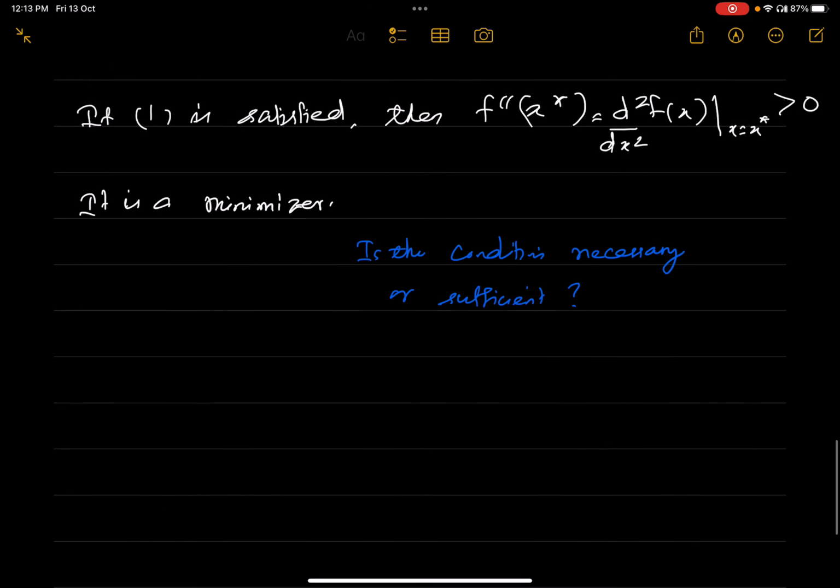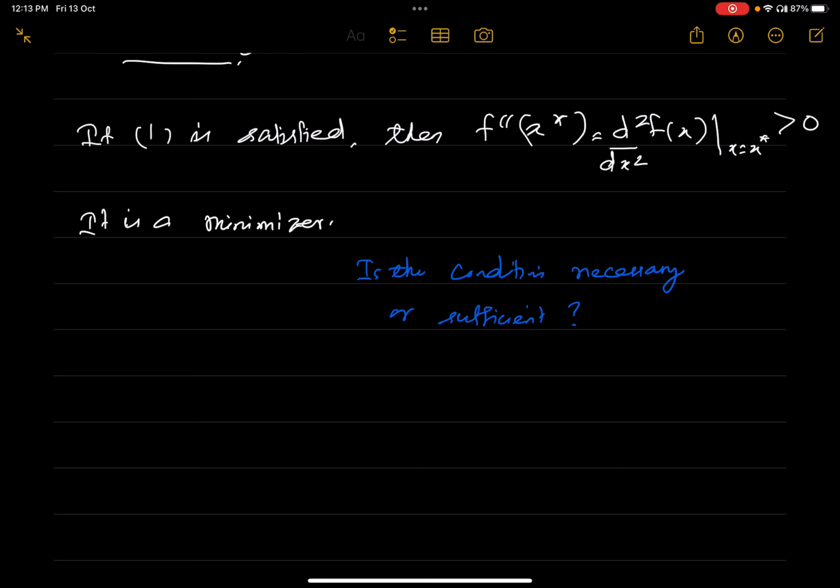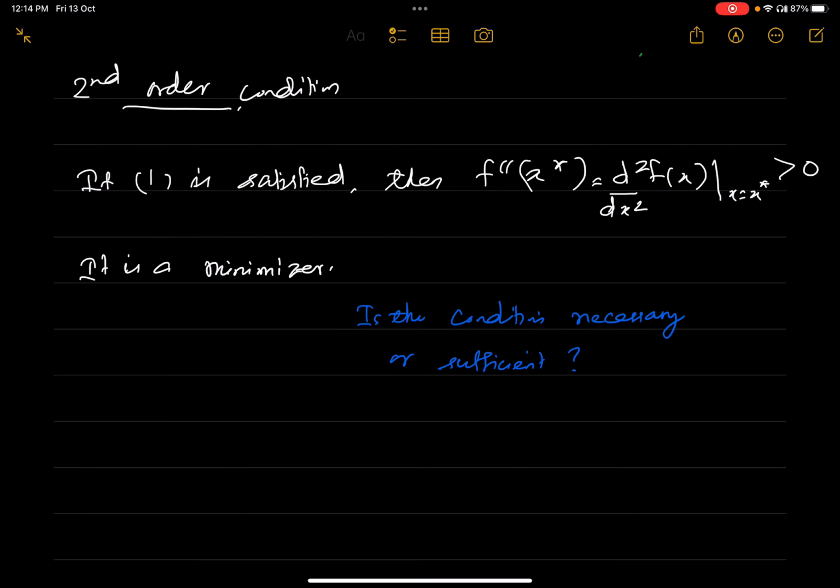So what we should understand is, suppose we just have a function f of x. We skip the first condition. We're not looking for the necessary condition. We just go for the second derivative test. Second, we are calculating the second derivative of that function, and we are putting x is equal to x star and see whether this is greater than 0.